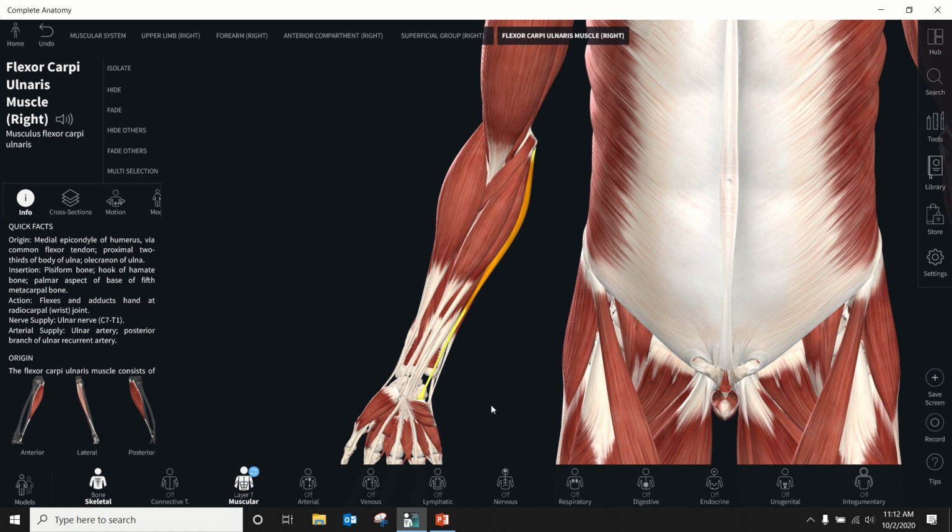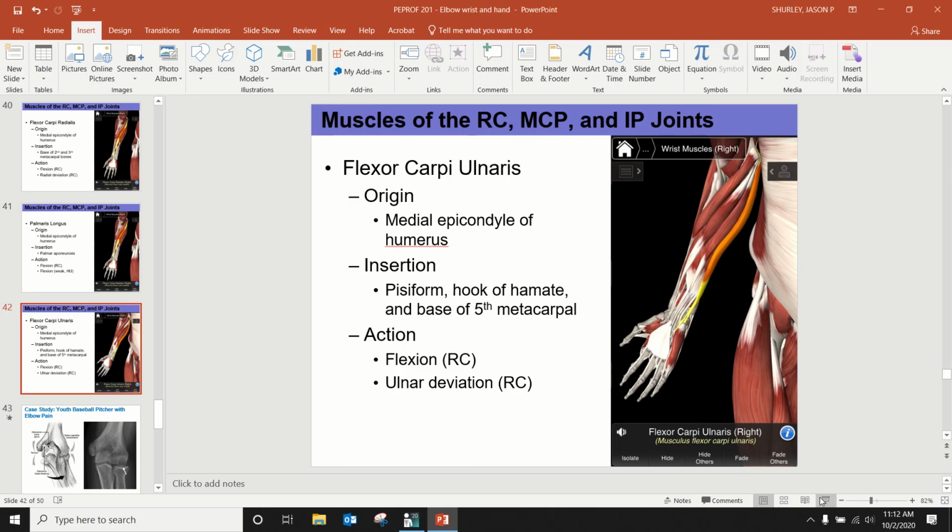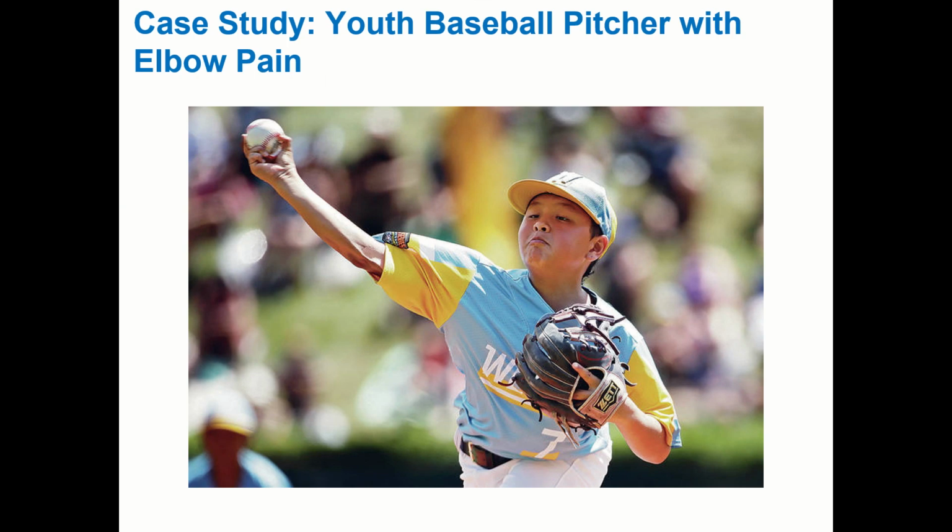All right, so quick case study, and then we'll move on to the deeper layers. In my case study, we're going to pretend that you are a youth baseball coach.